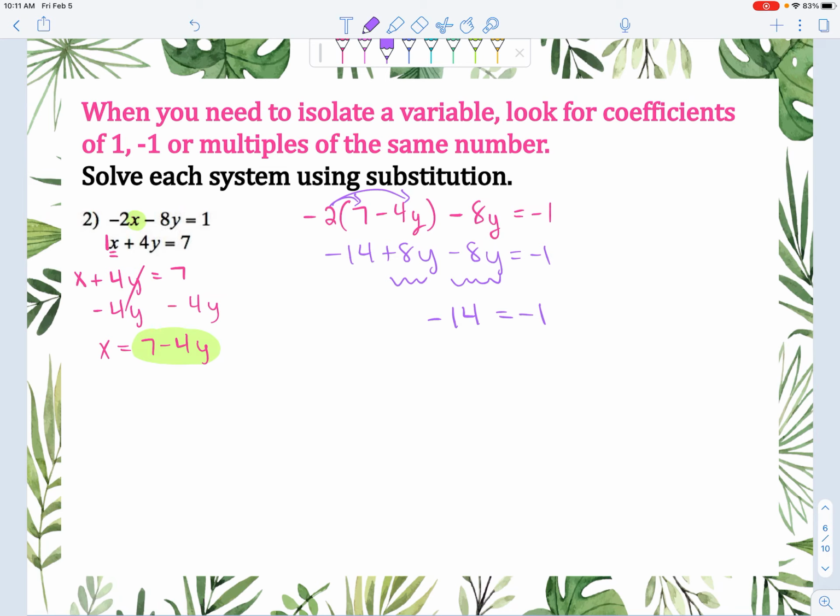So this is one of those special solutions that I talked about. When the variables cancel and you're left with a false statement, these lines are actually parallel. They're not going to intersect. There's no solution. That's my final answer.